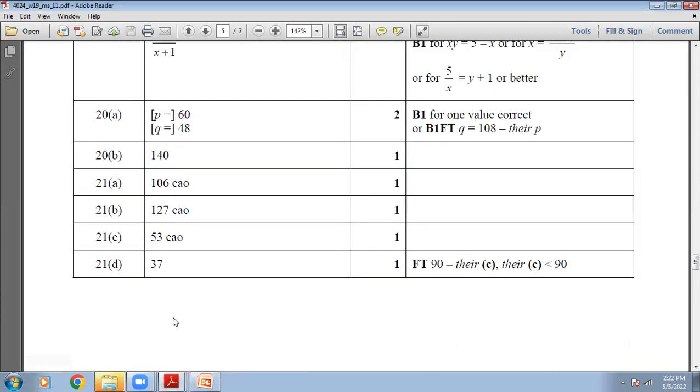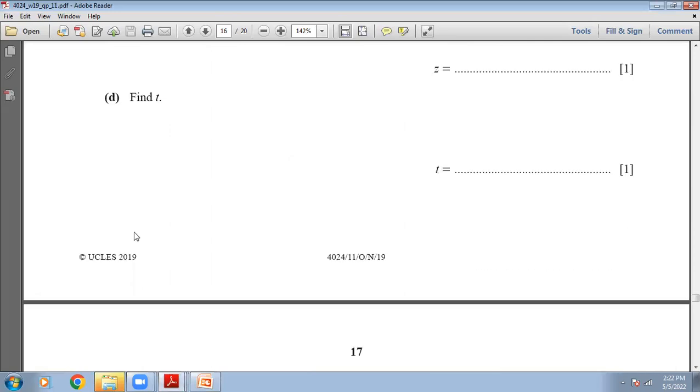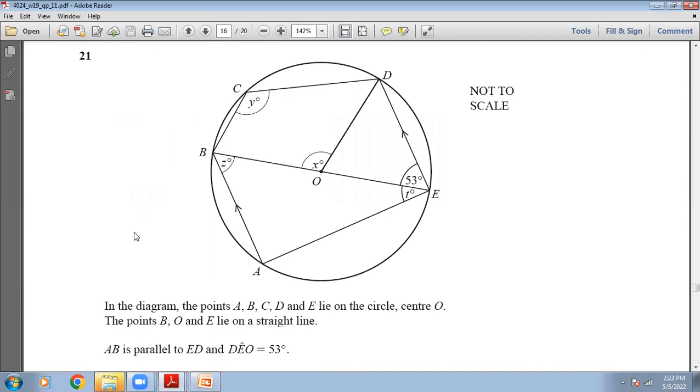Let's check first of all. 53 is the right answer, sir. Okay, so the next question coming up on your screen, D part, find the value of the t. They want you to find the value of the t. You know this is 53, t is the question.